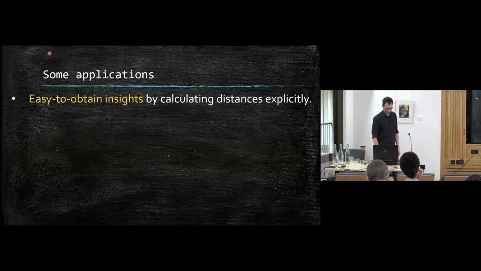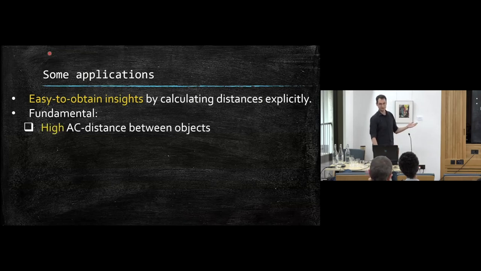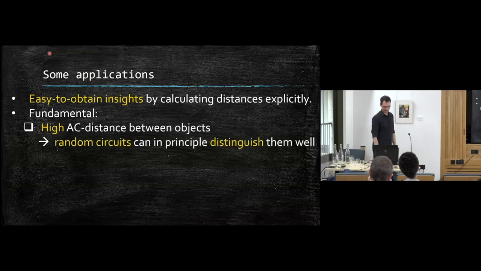Yeah, so now about applications. What I personally liked about this is that if you can actually calculate those distances between some quantum objects, then they give you easy access to some insights about how those protocols can perform. So for example, from this fundamental perspective, if you have a high average case distance between two quantum objects, then this means that random circuits can in principle distinguish them well.